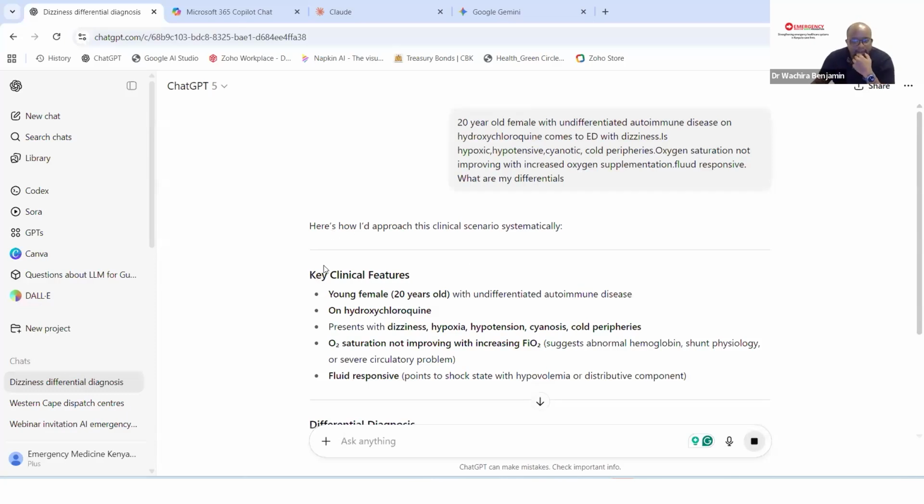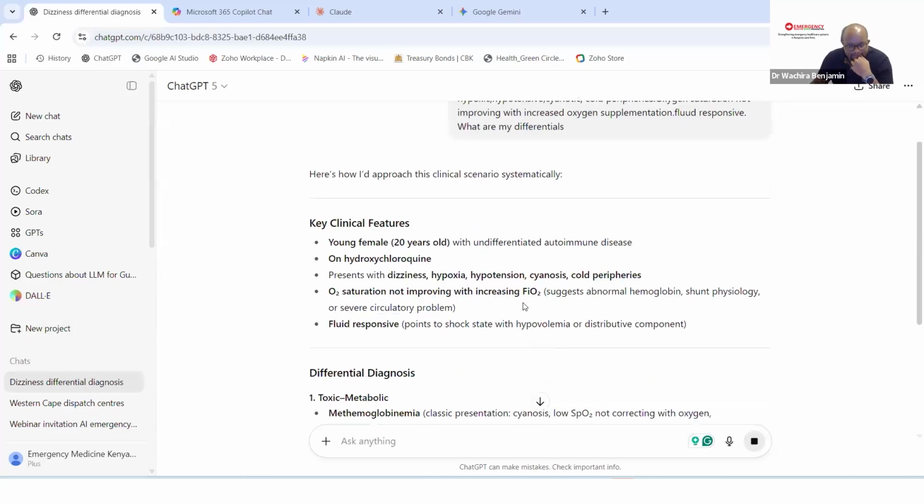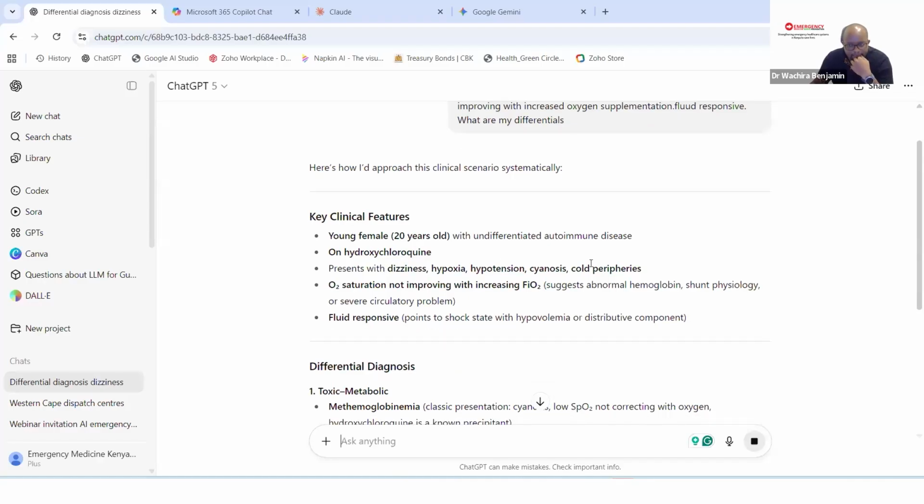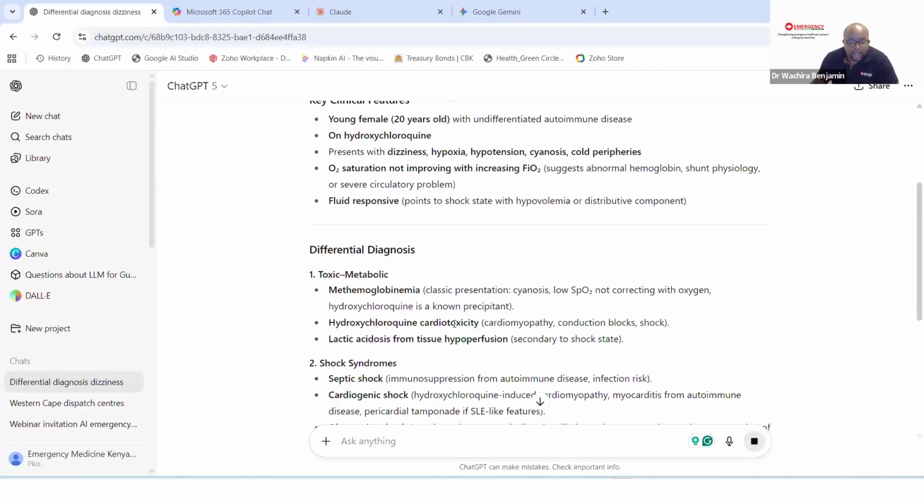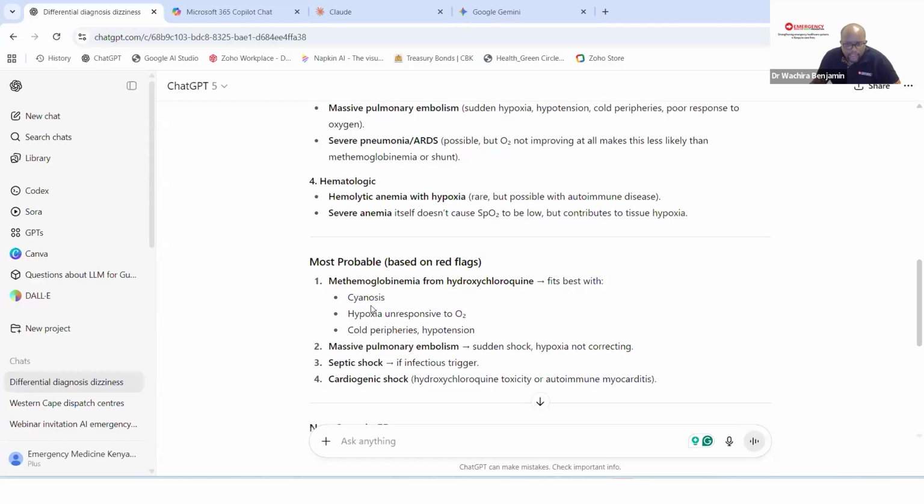Okay, so here's how to approach. So 20-year-old female with autoimmune disease on hydroxychloroquine, dizziness, hypoxia, hypotension. So the first differential is toxic metabolic. Methemoglobinemia. I know it says anonymous attendee, but I know this patient, and this is exactly what they had. Okay. So classic presentation, cyanosis, low SpO2, not correcting with oxygen. Hydroxychloroquine is a known precipitant. So most probable based on red flags, methemoglobinemia.